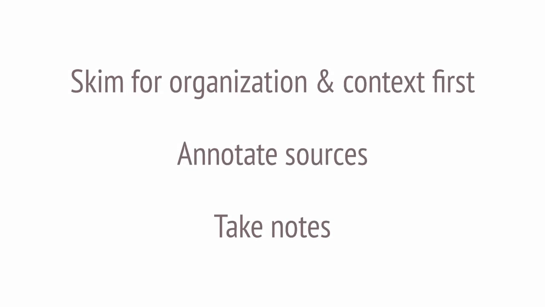As I said before, a good writer uses sources early in the writing process, not after they've written a draft and when they want to just plug in sources to back up what they already wrote. So to help with that process, I'm going to give you some specific strategies for using sources to learn about a subject. The most important strategies are skim for organization and context first, annotate sources, and take notes.